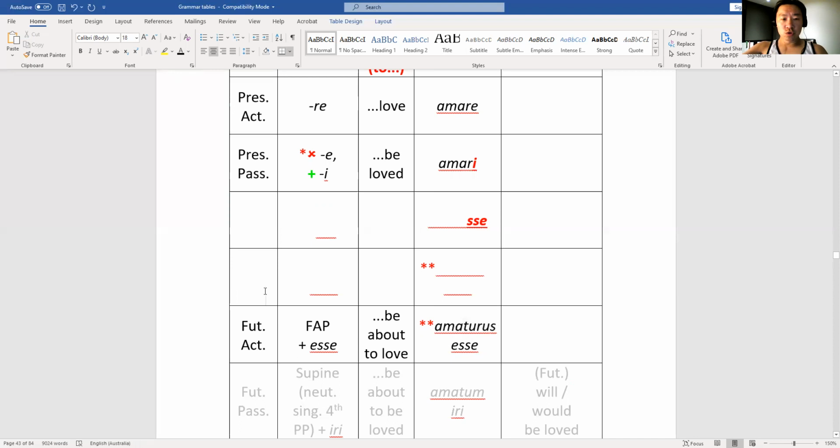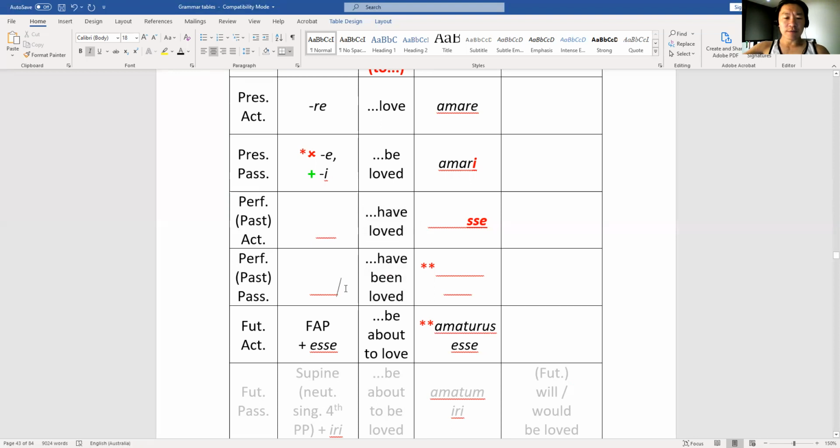Now, there is only one tense left. If there are present infinitives, active and passive, and future infinitives, active and passive, there has to be a past tense one as well. The fancy word for past is perfect. So there's a perfect active infinitive and a perfect passive infinitive. The way they translate in English is to have loved, so obviously to have loved in the past. And passive, the only difference is to have been loved.